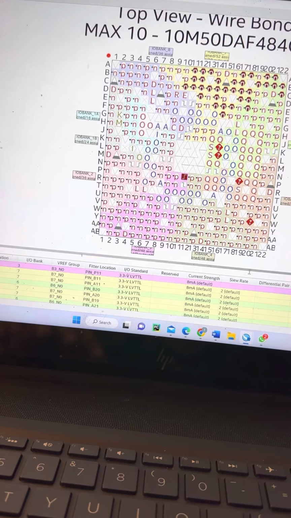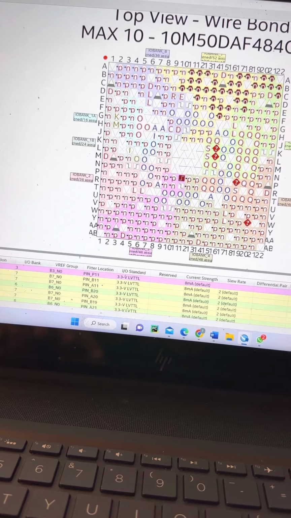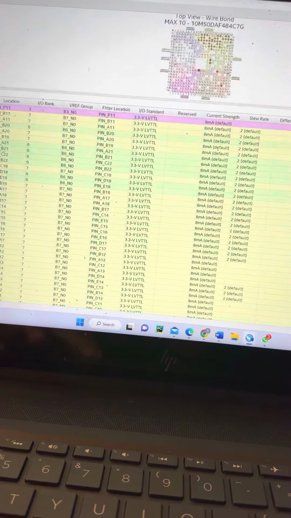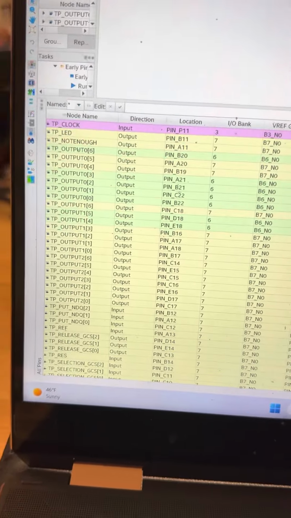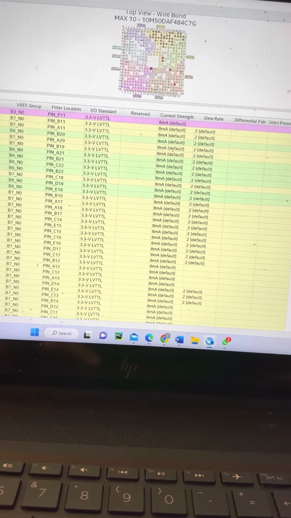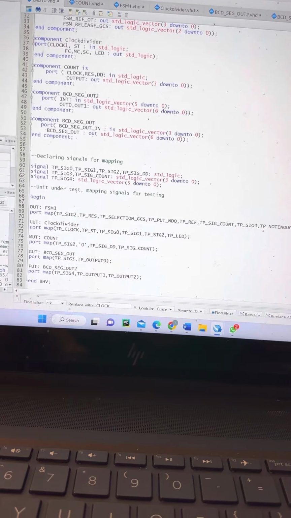This is my pin assignment right here. One second. As you can see, all my pin assignments are right there. And let me just run this.